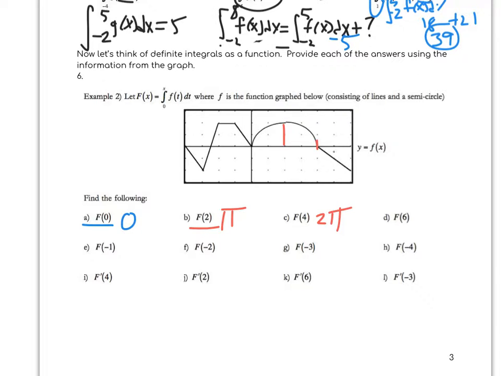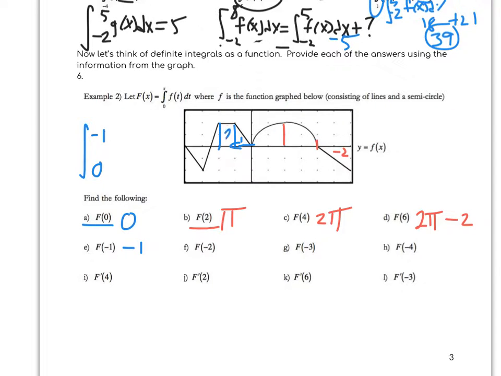F of 6, this is going to have an area of negative 2. We'd be going from 0 to 6. That would be 2 pi minus 2. F of negative 1. Now we're going backwards, so this is going to be kind of interesting. So this would be the integral from 0 to negative 1. You might recognize that's going to be the negative version of this. This would have an area of 1 because it's a 1 by 2 triangle. Therefore, F of negative 1 would be negative 1.